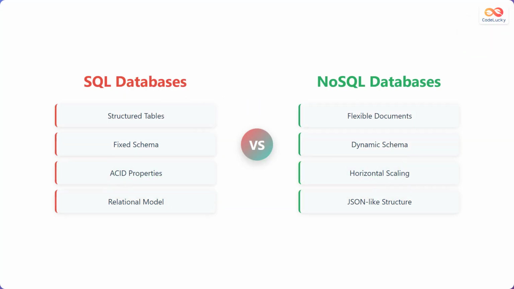Here is a comparison between SQL and NoSQL databases. SQL databases use structured tables with a fixed schema and follow ACID properties, providing a relational model. On the other hand, NoSQL databases use flexible documents with a dynamic schema and offer horizontal scaling with a JSON-like structure.